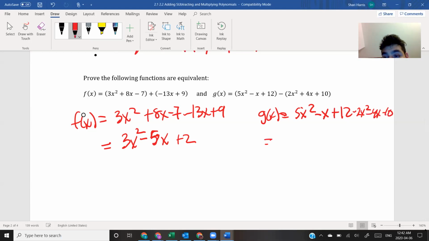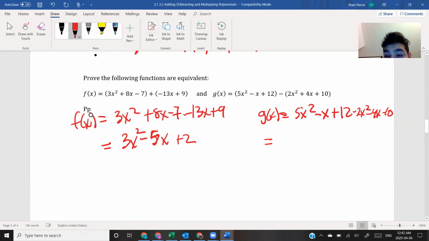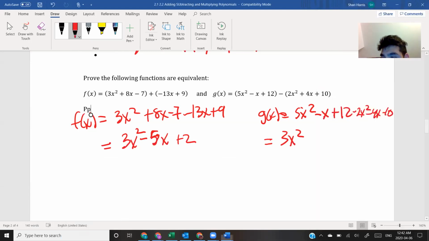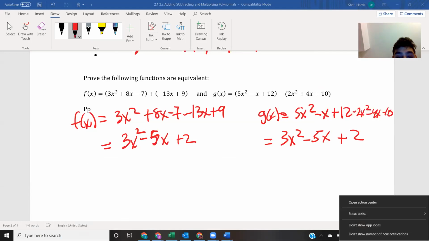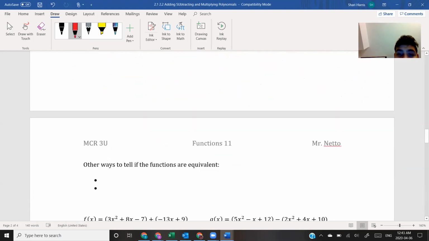So now we could simplify. 5x squared minus 2x squared is 3x squared. Minus x minus 4x is minus 5x. And then plus 12 minus 10 is plus 2. f of x is equal to g of x. Cool.